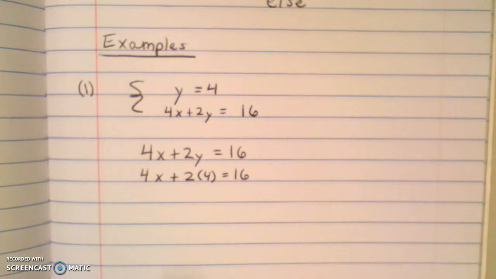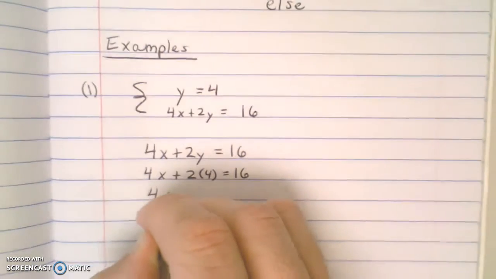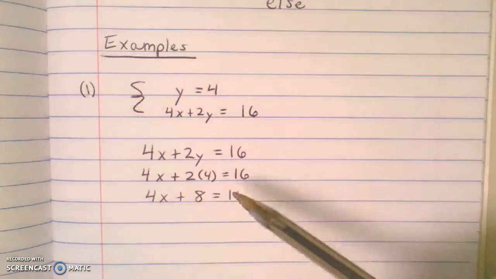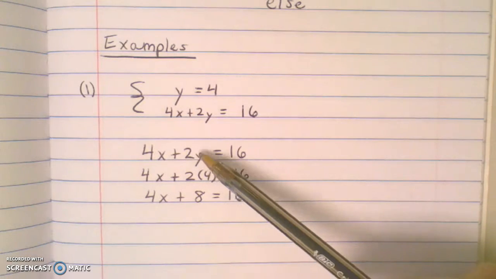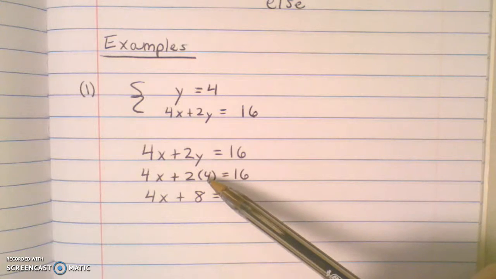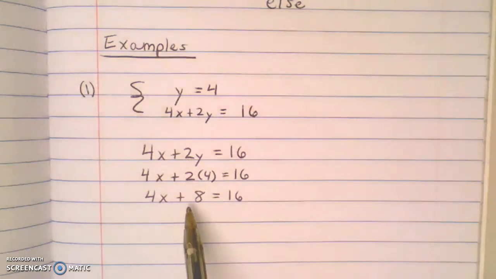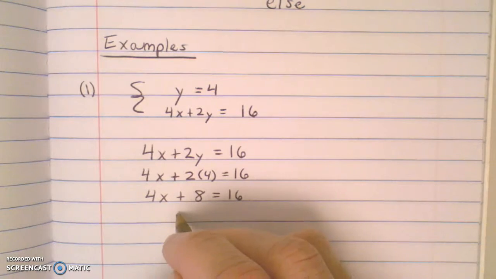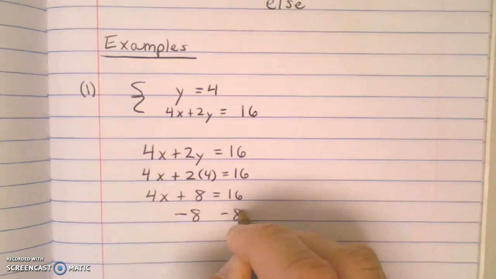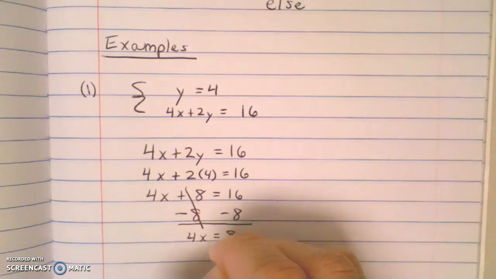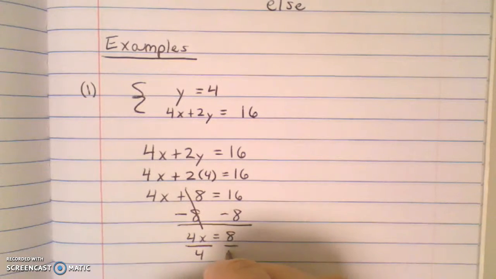And now I can do some steps to get the x by itself and solve for x. So I put the 4 in parentheses because we substituted it in and it's next to a number. So we replace the y value with 4, and now I can do 2 times 4 is 8. And now I can just solve this equation for x. So subtract 8 on both sides. 4x equals 8. Divide by 4. x equals 2.